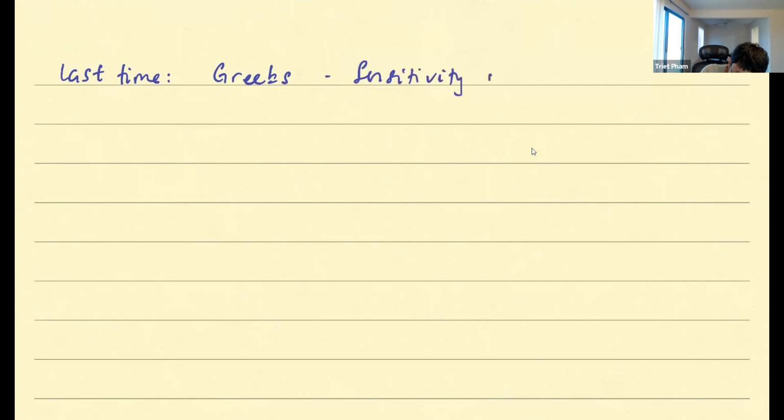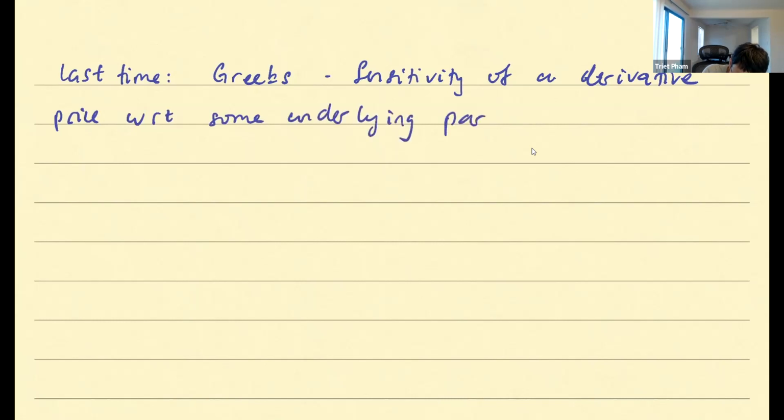All right, so last time we were discussing the Greeks. Basically, a broad definition would be the sensitivity of an option price or a derivative price with respect to some underlying parameters.